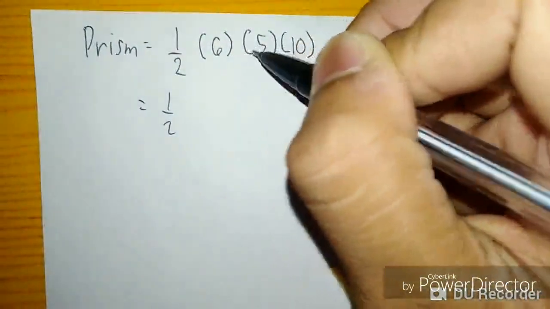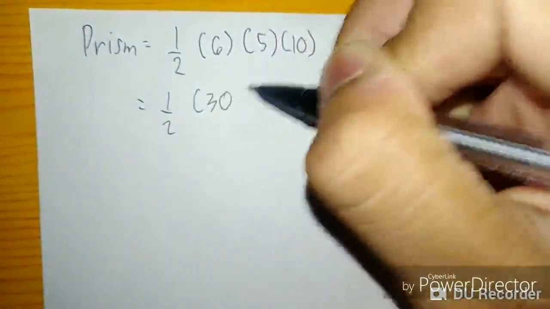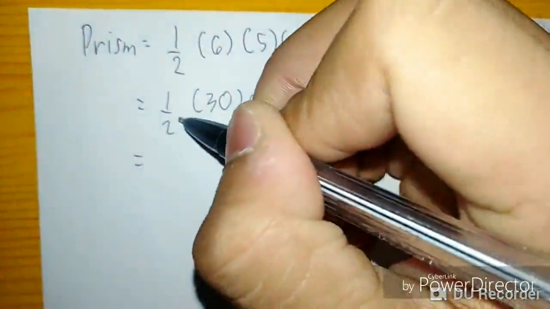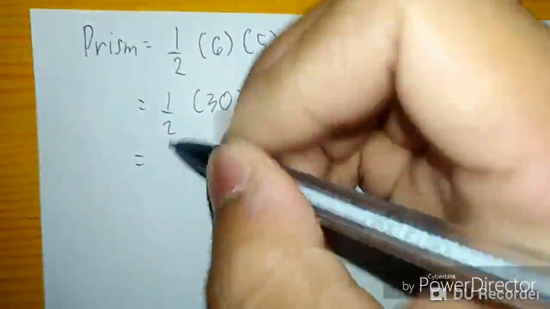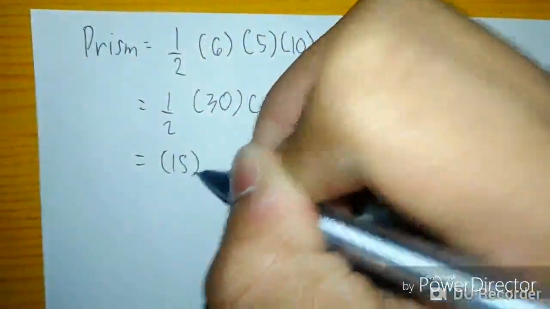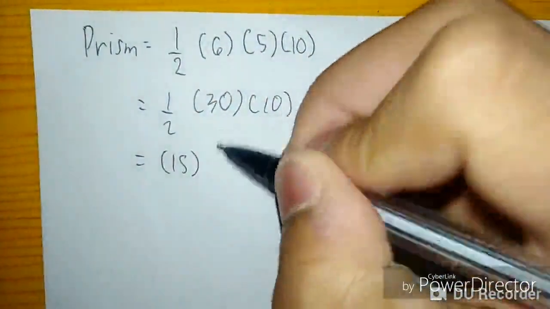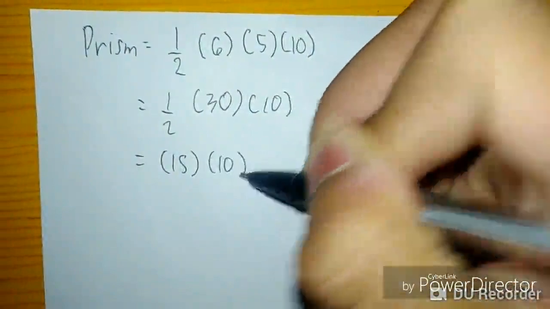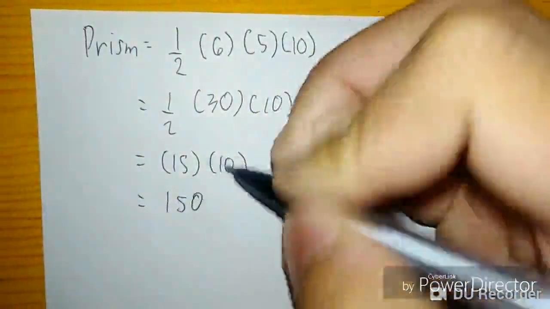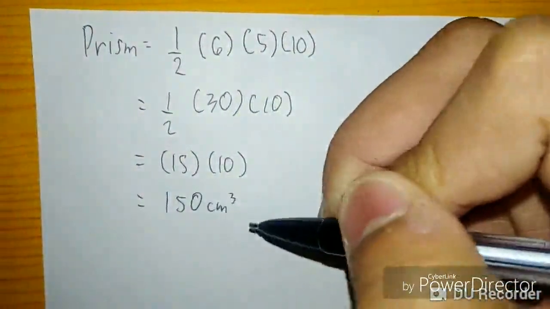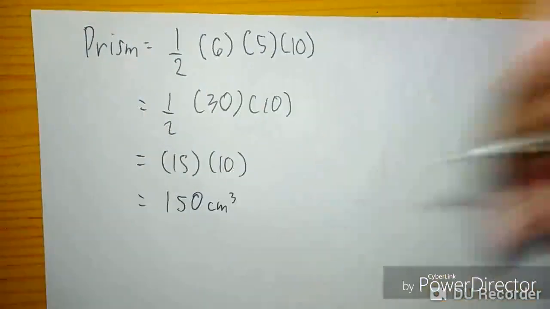So 1/2 base times height, which is 30, multiplied to 10. So now let's multiply these numbers. So 1/2 times 30 is 15, multiplied to 10. And the result is easy: 150 cubic centimeters. And that is how you get the volume of a prism.